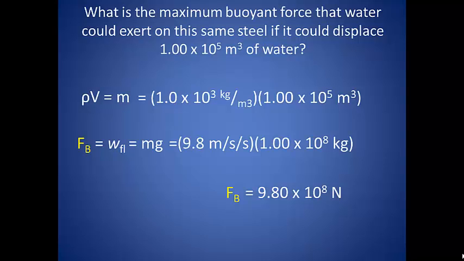So simply by changing the shape of our steel, we can significantly change the buoyant force acting on it. Compare that to our original buoyant force, and we see that we could actually load our ship with up to 9 times its own weight and still be able to float.